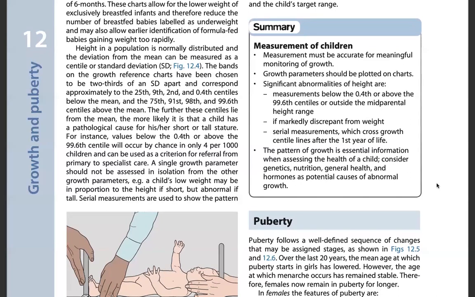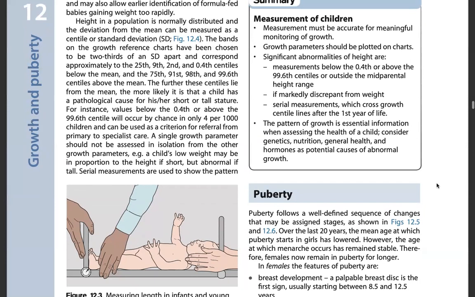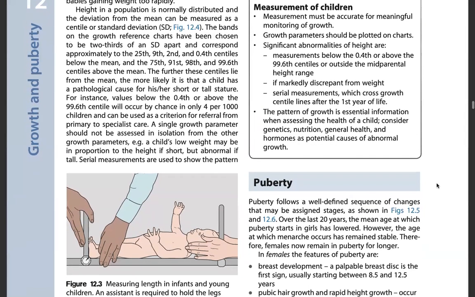For instance, values below the 0.4 or above the 99.6 centile will occur by chance in only 4 per 1,000 children and can be used as a criterion for referral from primary to specialist care. A single growth parameter should not be assessed in isolation from the other growth parameters. For example, a child's low weight may be in proportion to the height if short, but abnormal if tall. Serial measurements are used to show the pattern.